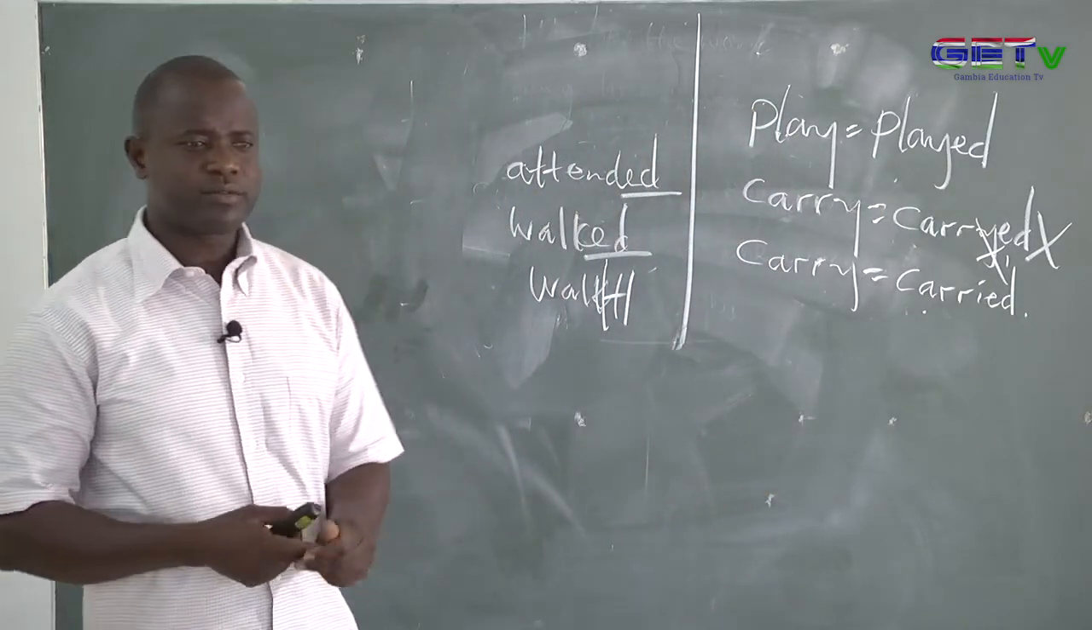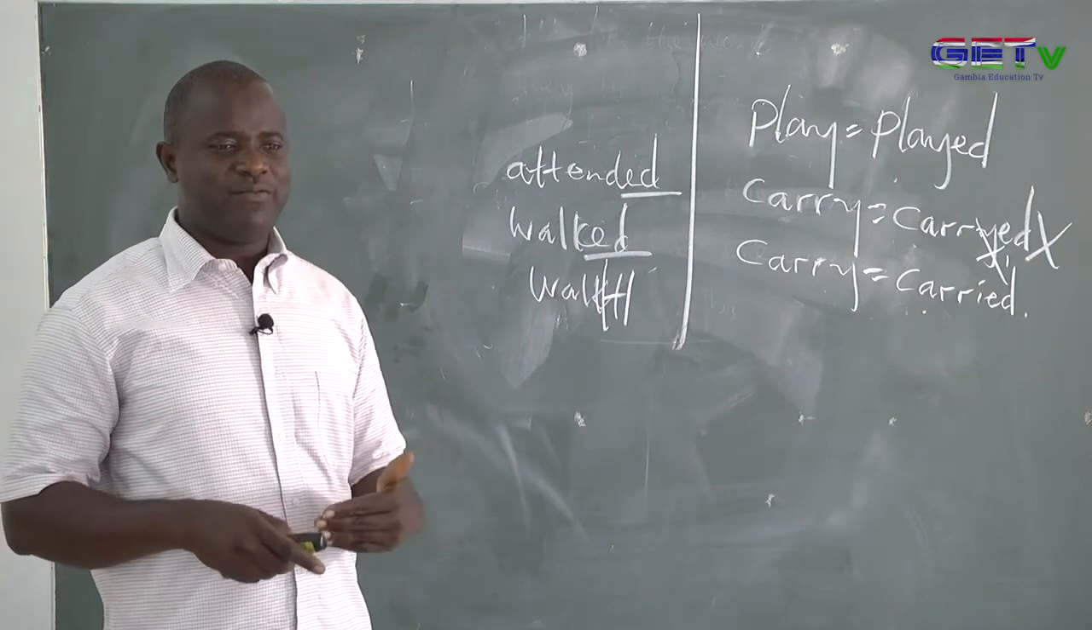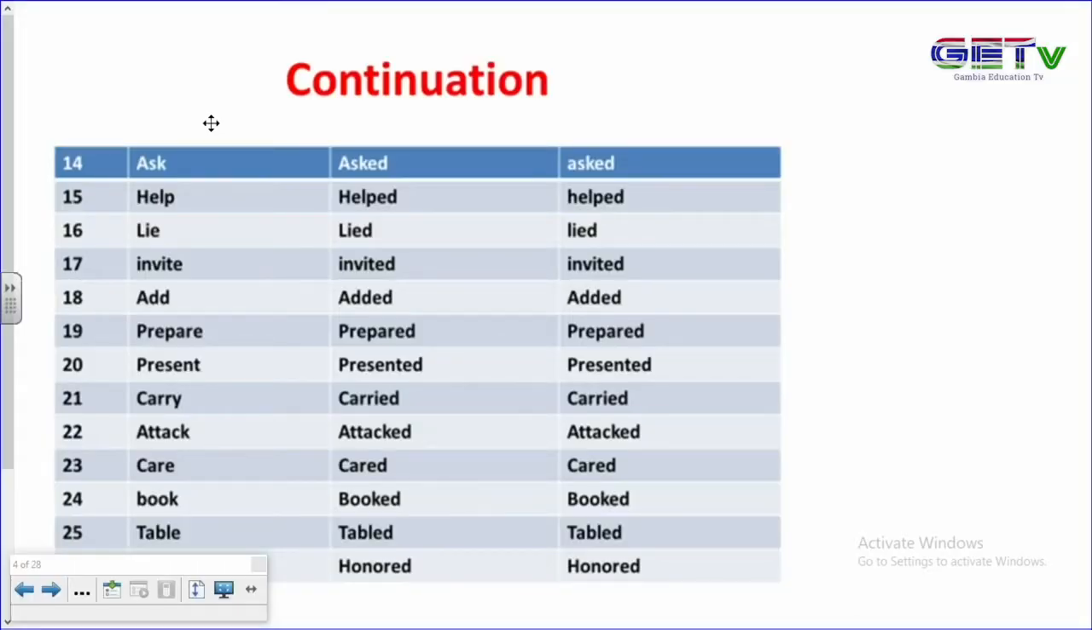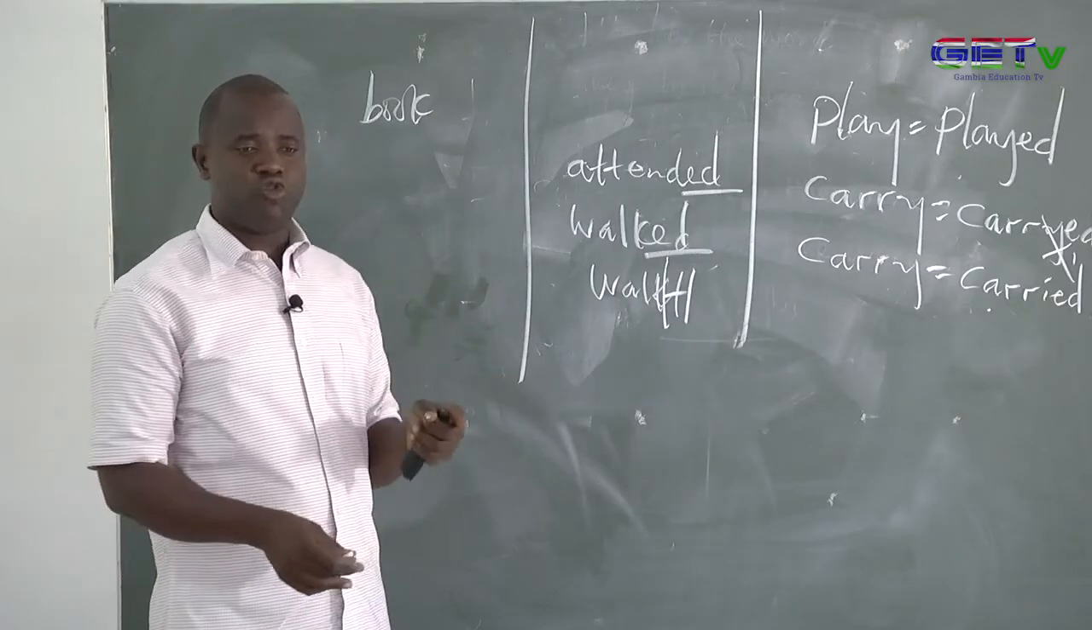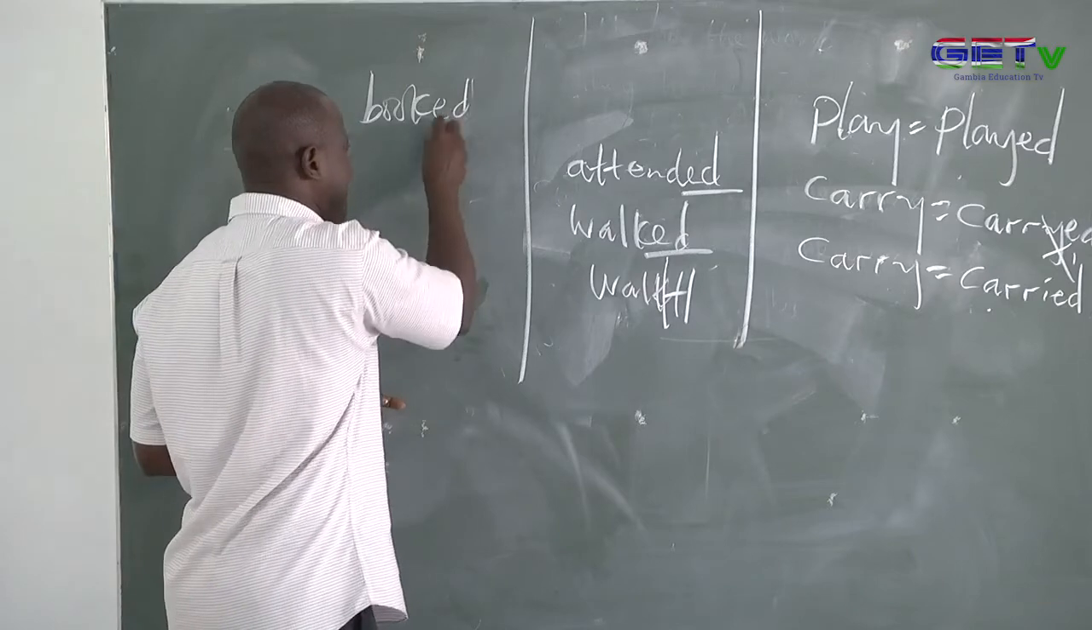So we move on. We have the verb attack, attacked, attacked. We also have the other verb care, cared, cared. Book, booked, booked. Now, book can be a noun. At the same time, it can also be a verb. You can say this is a book, fine. But you can also say, I booked my place. He booked that table for his friend. In that case, book also is a verb. We'll take the ed past tense.